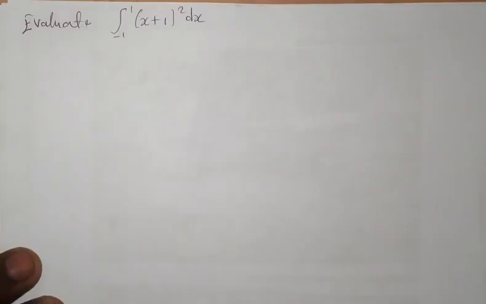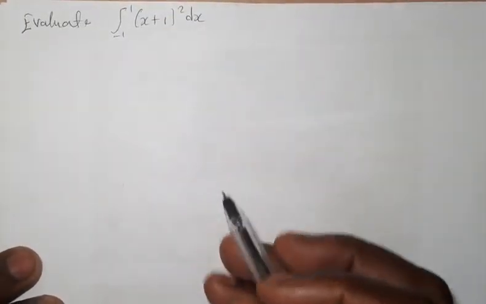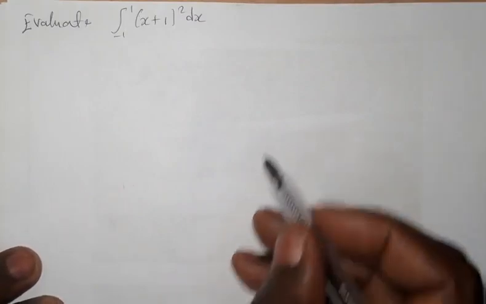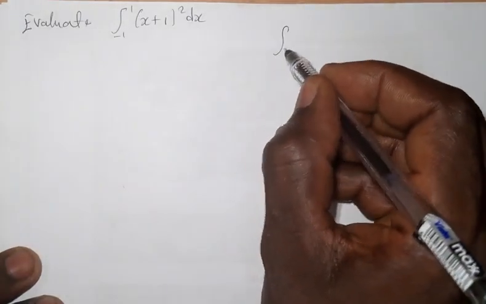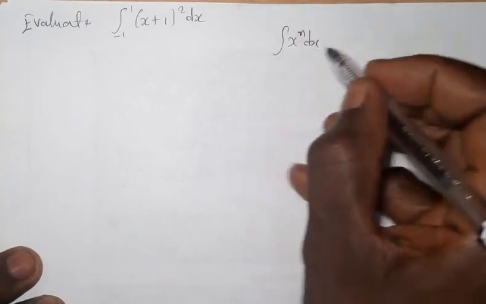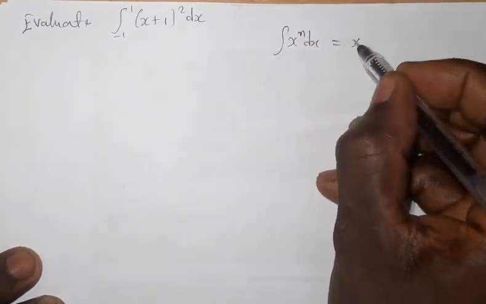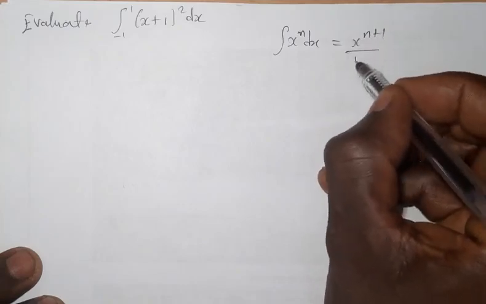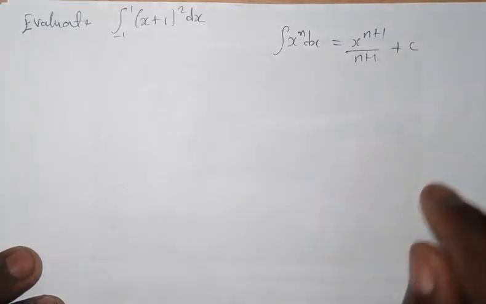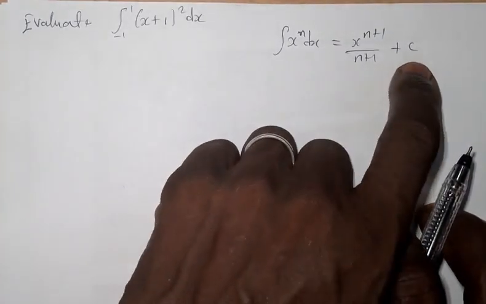This is a question in definite integration, and in definite integration the boundaries are given. We are asked to evaluate this, and to evaluate this we use the principle of integration: if you have the general form of x raised to the power of n dx, integrating it gives x raised to the power of n plus 1 all over n plus 1, provided that it is indefinite. You will add the constant c, but if it is definite, you will not add the constant c.